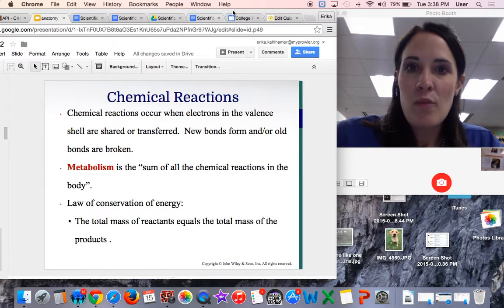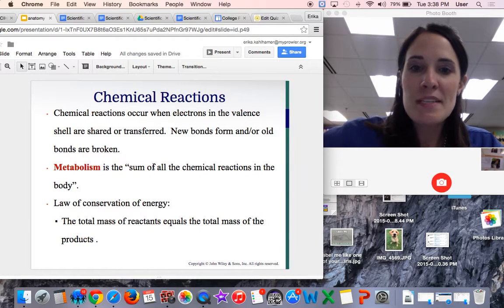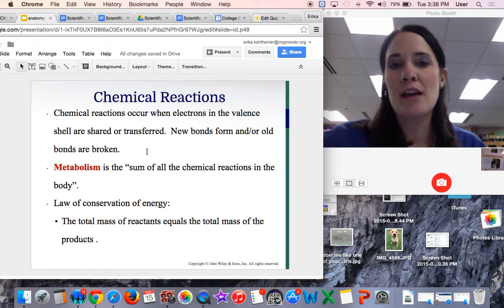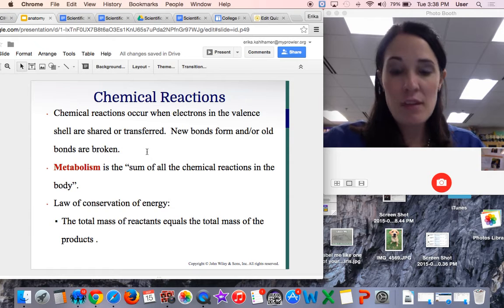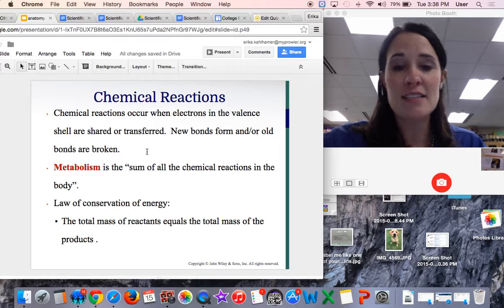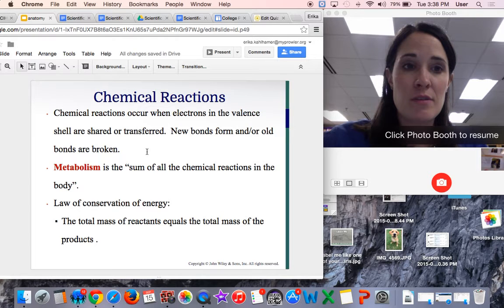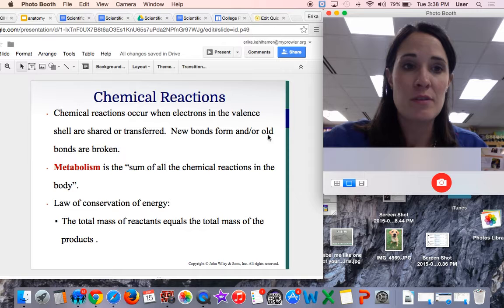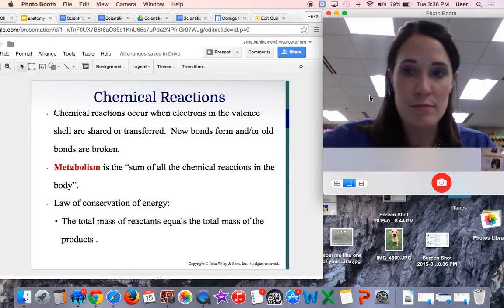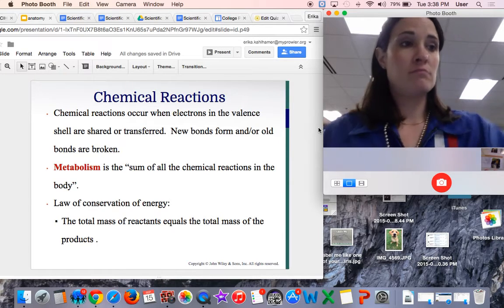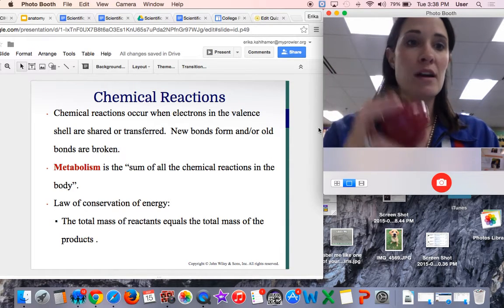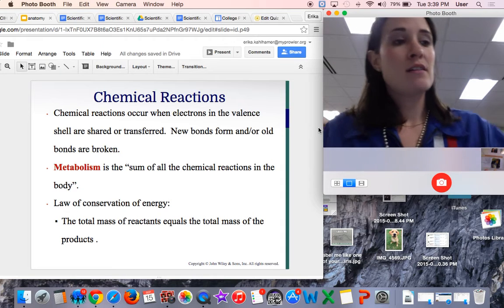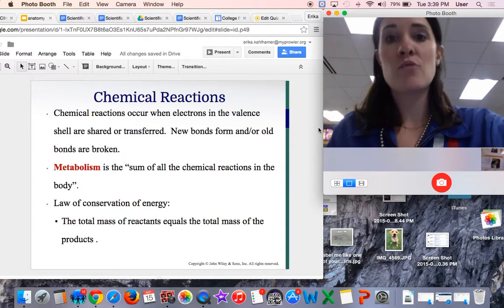So we stated this before. Metabolism is the sum of all the chemical reactions in your body, and they're happening constantly. There's a law of conservation of energy, meaning the total mass of reactants has to equal the total mass of the products. Energy can't be created or destroyed. It just changes forms. So the food that we put in our body has energy, okay? Our body uses that energy and distributes it, the molecules in here, into our body.